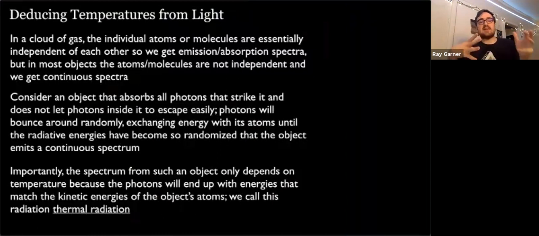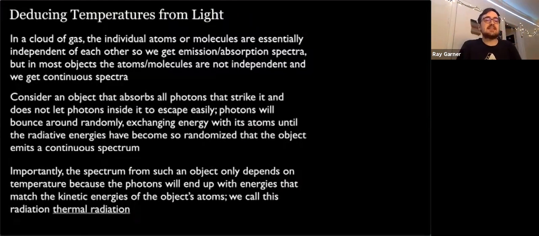So in a cloud of gas, the individual atoms or molecules are essentially independent of each other. So we get that emission and absorption spectra. But most objects are not gas. In most objects, the atoms and molecules are not independent. They're solids, they're stuck together, or even a liquid, maybe. And so we get continuous spectra.